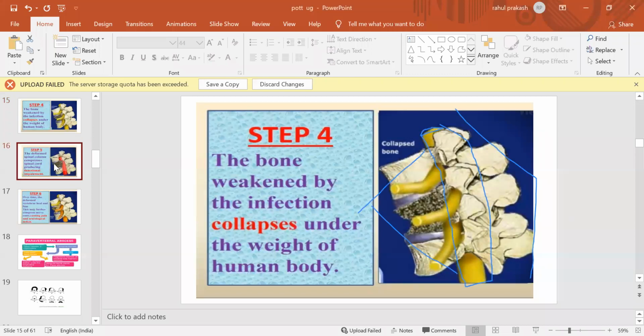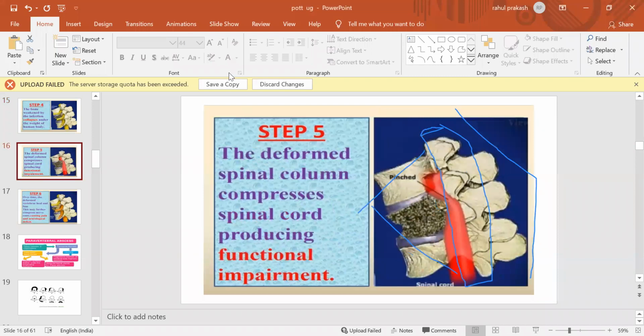See this one. This red one is just the spinal cord. It starts compressing the spinal cord, and then there would be a functional issue. If you compress the spinal cord or a nerve rootlet, there is an issue in the neurology.